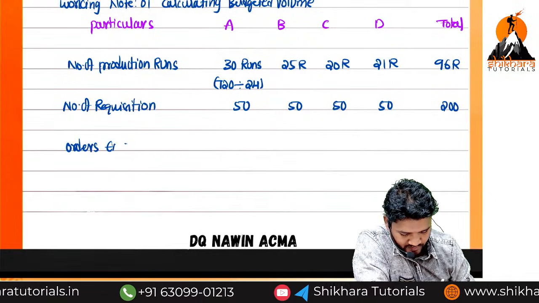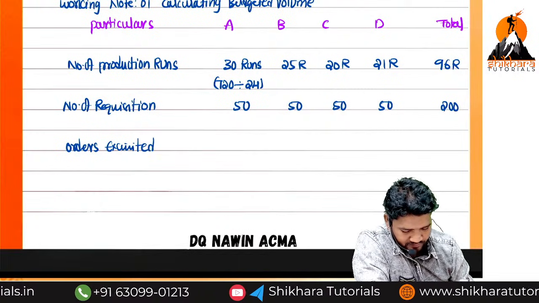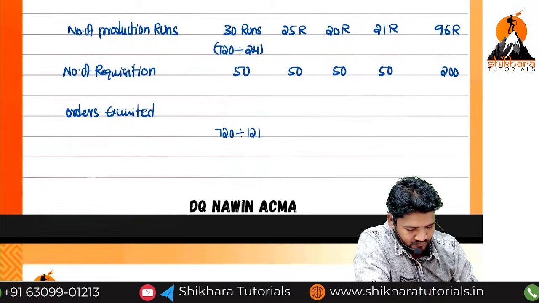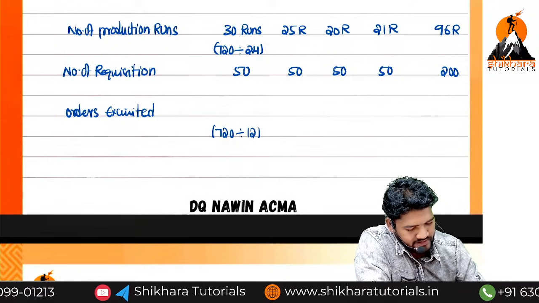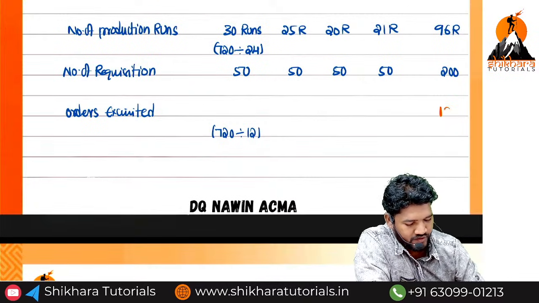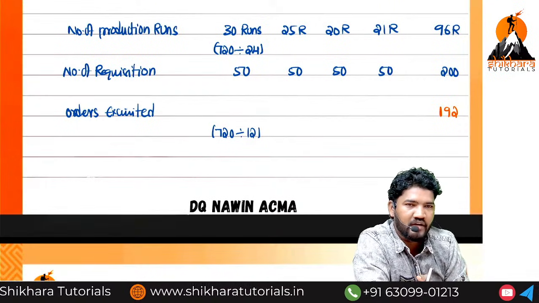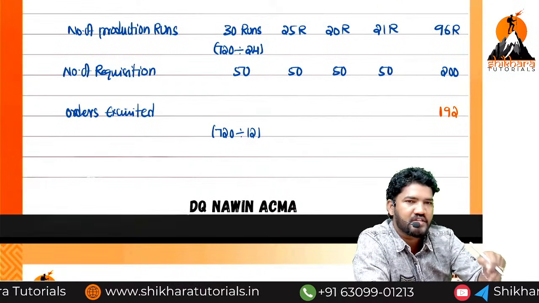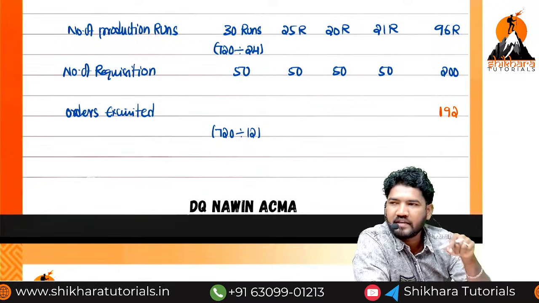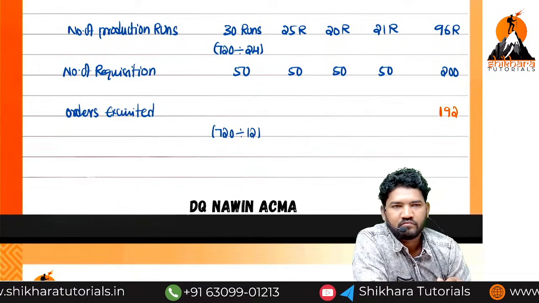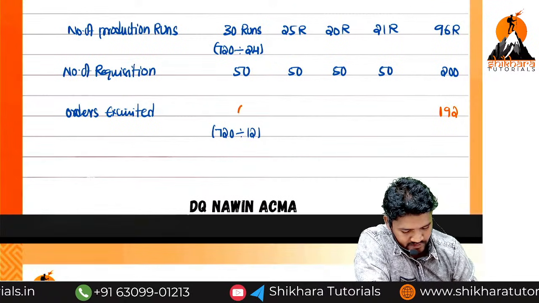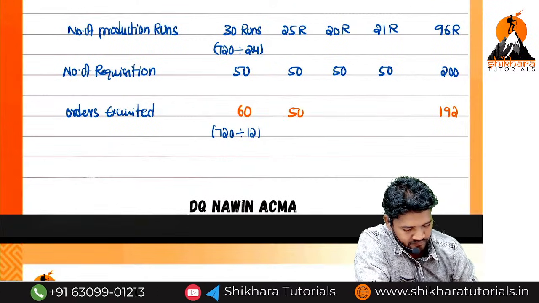Orders executed. 720 divided by 12. They already said the total, 192. For this apportionment, we need to calculate. 192 is sufficient for the cost driver rate. For allocation purpose, I want the individual figures. Clear? That is the intention of the working note. Individual, please: 60, 50, 40.